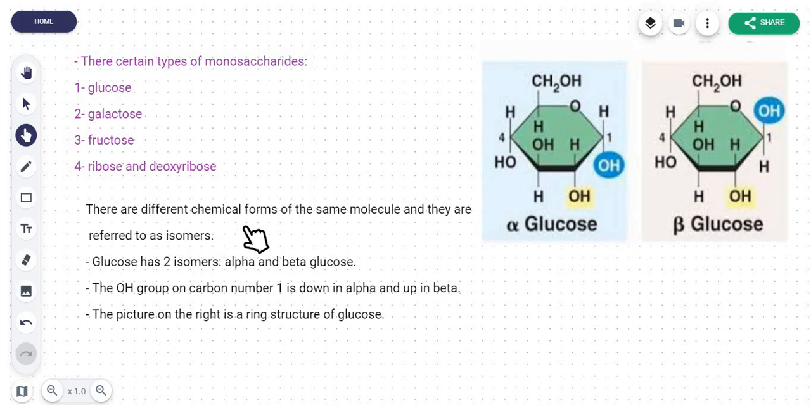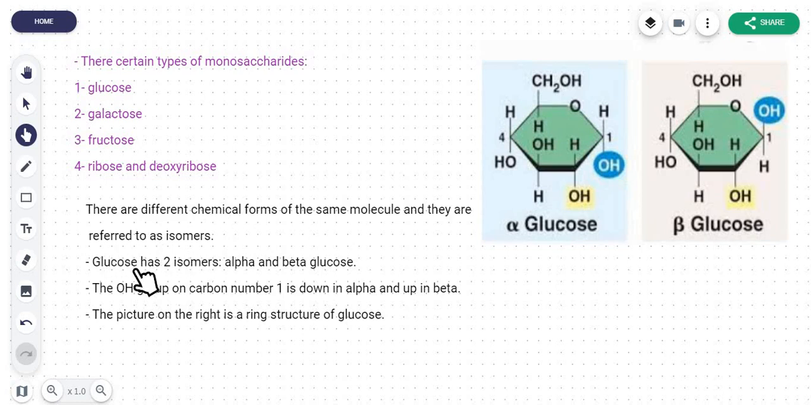Now there are different chemical forms of the same molecules, and they are referred to as isomers. Okay, so for example, carbon has two different forms, but they are the same. They're made from the same element, but physically they're different. They're allotropes, right? Diamond and your graphite. Similarly, two different chemical forms of the same molecule are called isomers.